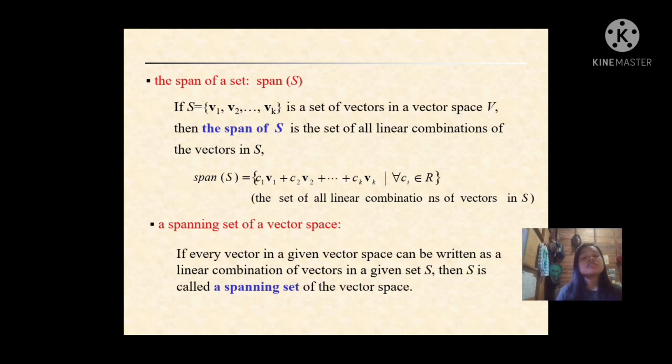The span of a set. The symbol of span is letter S. If S is a set of vectors in a vector space V, then the span of S is the set of all linear combinations of the vectors in S. A spanning set of a vector space: if every vector in a given vector space can be written as a linear combination of vectors in a given set S, then S is called a spanning set of the vector space.